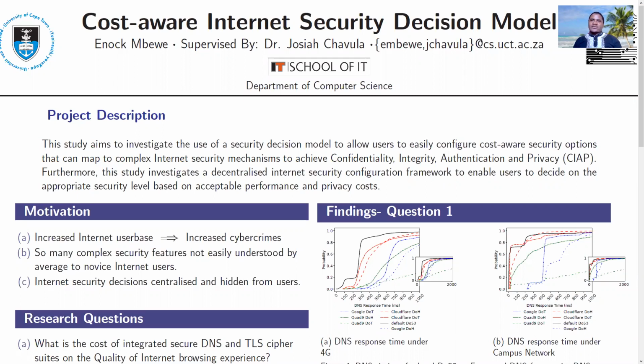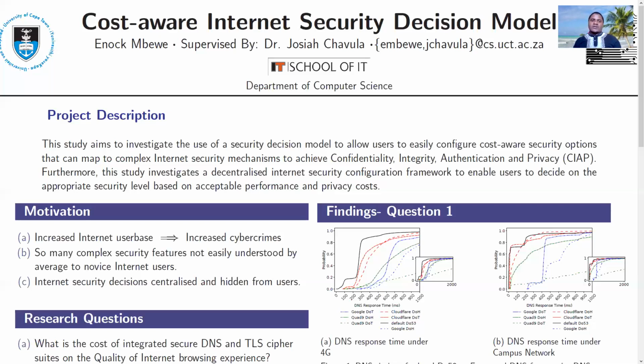My work aims to investigate the use of a security decision configuration model to allow users, especially those with limited computing skills, to easily configure their desired level of security informed by the cost of the security parameters. By cost, I mean the performance degradation as a result of security, or if there is any performance improvement, or if there are any security vulnerabilities associated with the choice.